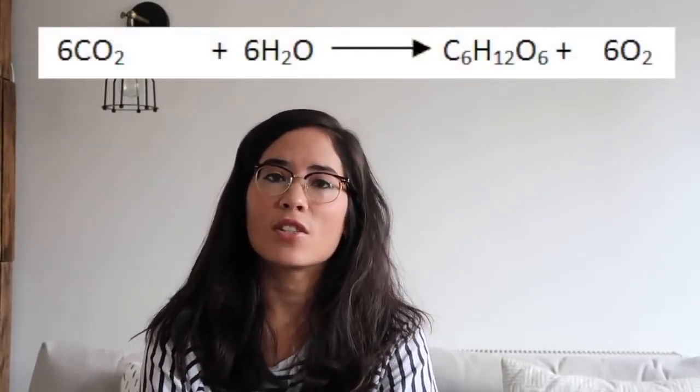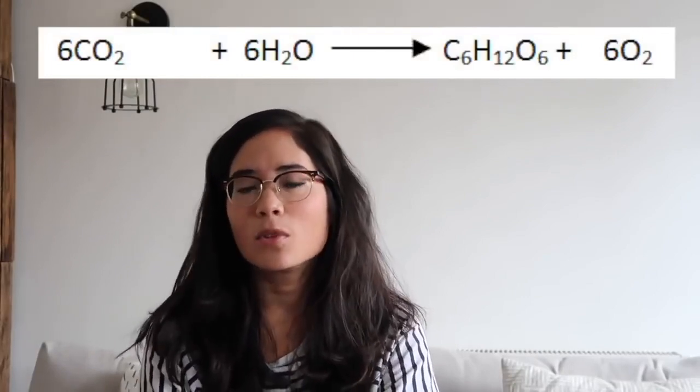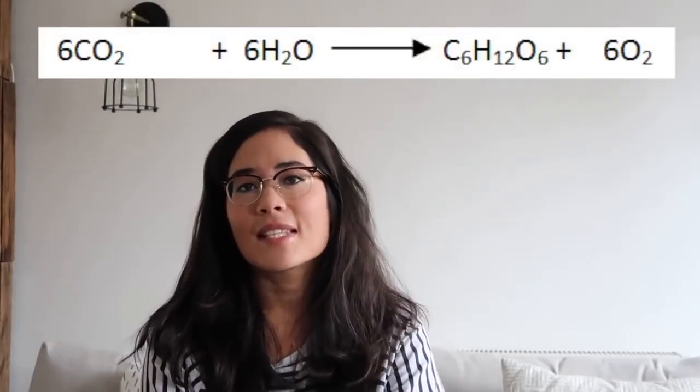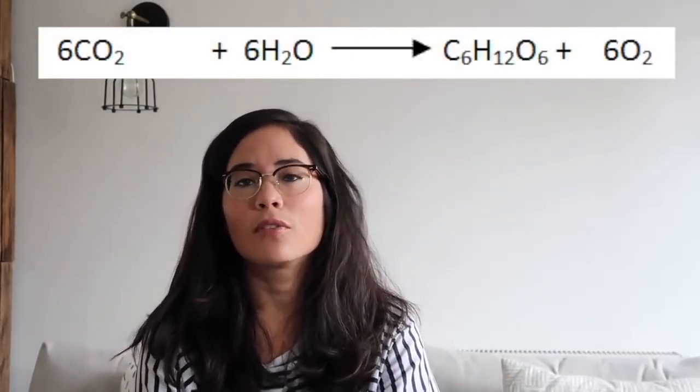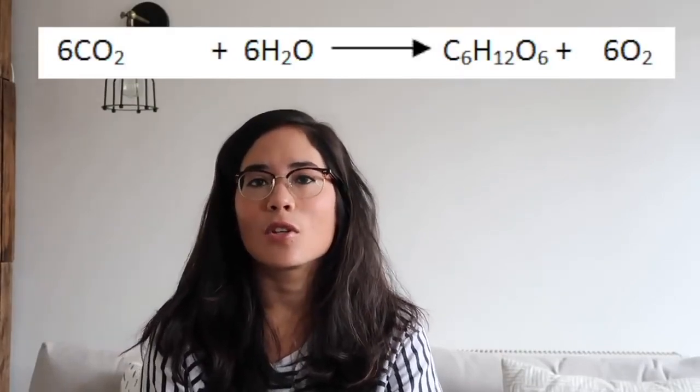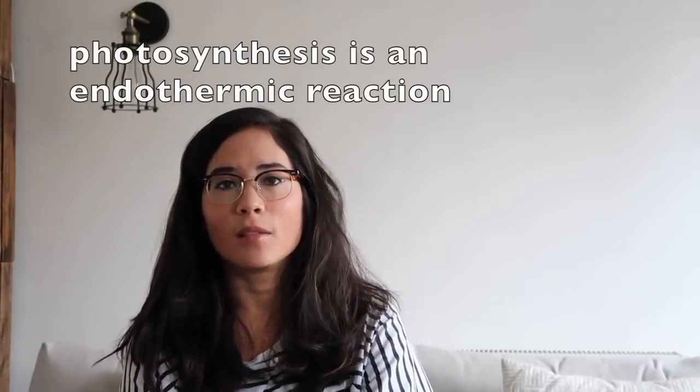If they ask you for the balanced symbol equation, remember it's sixes, sixes, sixes. So for example, we need 6 CO2s plus 6 H2Os, which, remember, that's 6 waters, and that goes to C6H12O6, which is the formula of glucose, plus 6 O2. Remember that photosynthesis is an endothermic reaction, which means it takes in energy.